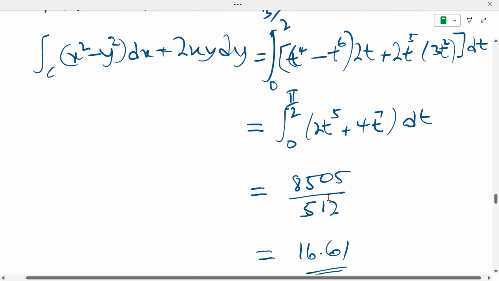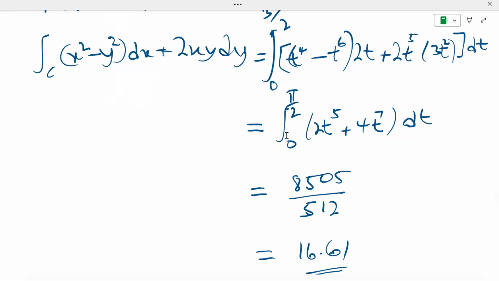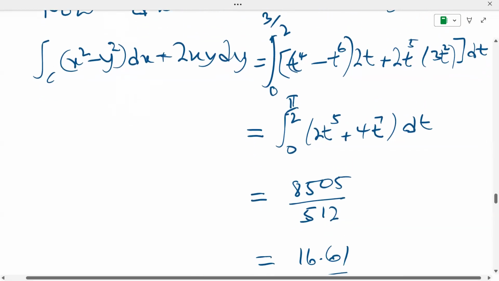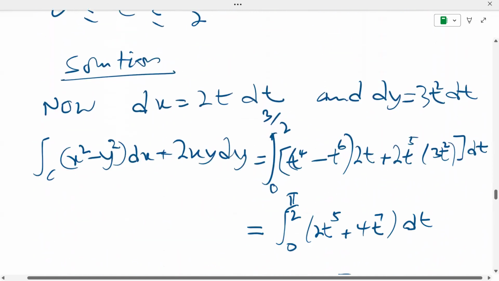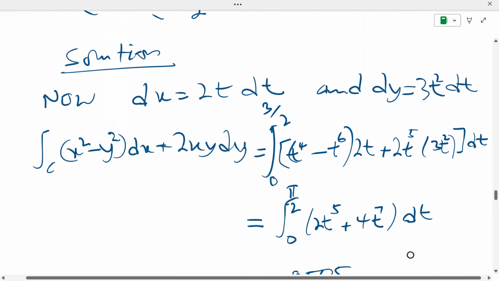Now, at this point, all that we need to do is the integration. And so when we take our time and do the integration, basically we add 1 and then we divide. We add 1 and then we divide. Then we slot in the values for 0. Everything goes to 0. And then we will be working with our pi on 2. And then that will give us 8505, then 512. Then when we compute, we get our value.